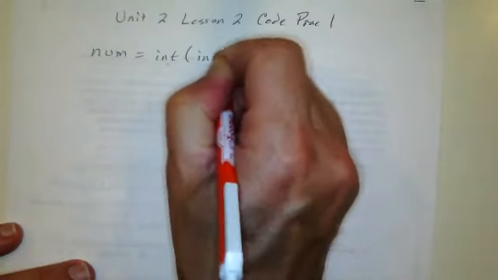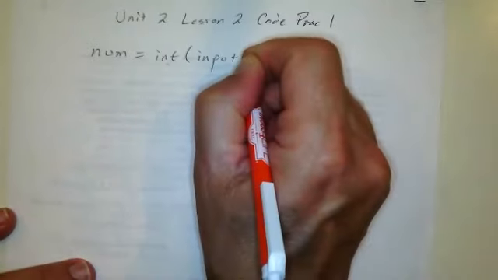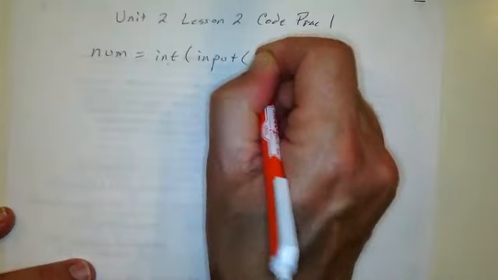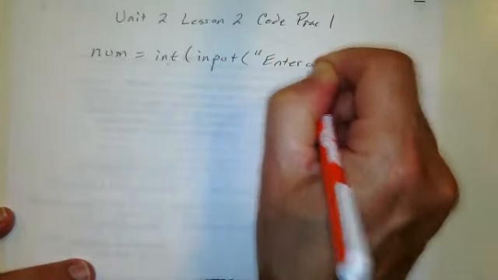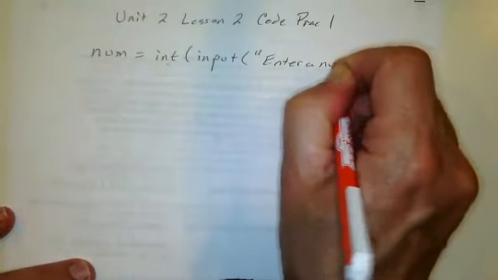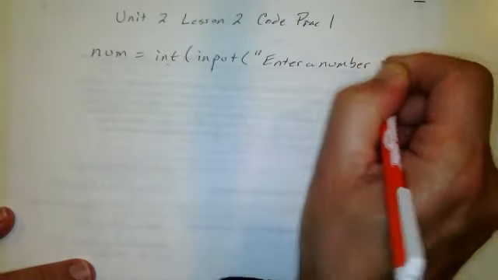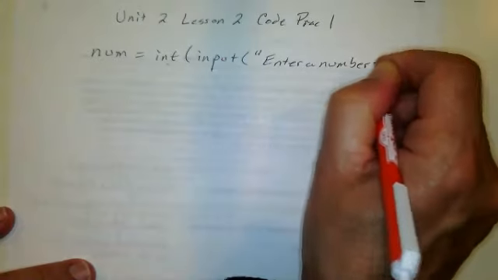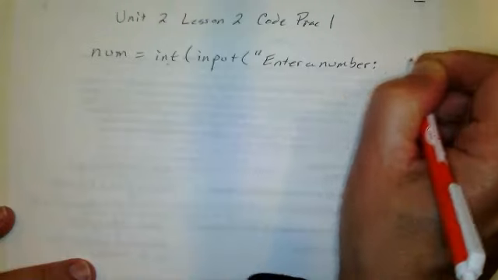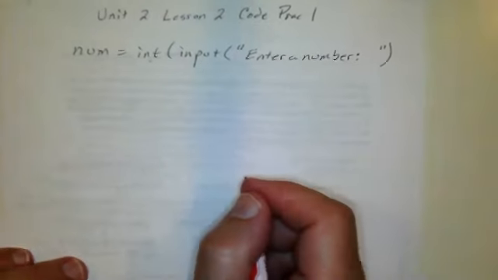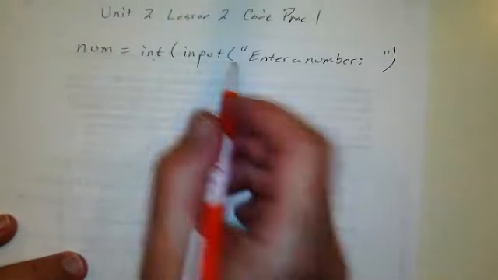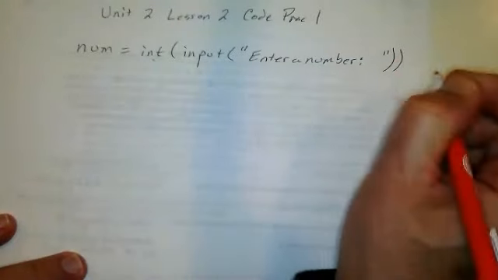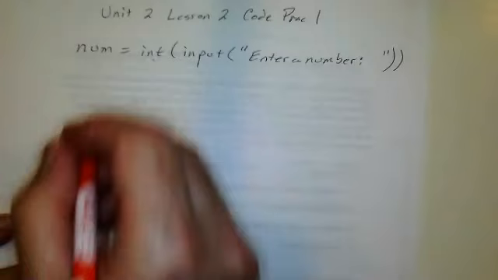So it's an input statement. As you know, we go input and open parentheses, then quote, enter a number, put a colon. We want a space, make sure there's a space there, close quote, close parentheses. So that's line 1 of our code. Open, open, close, close. We've got to have two sets of parentheses there.